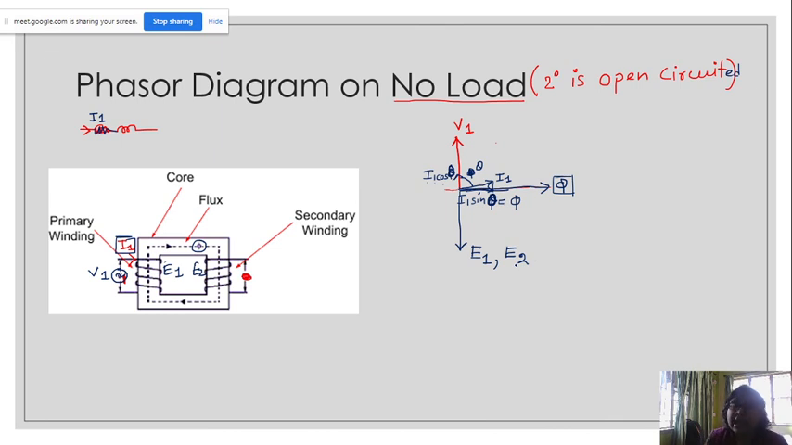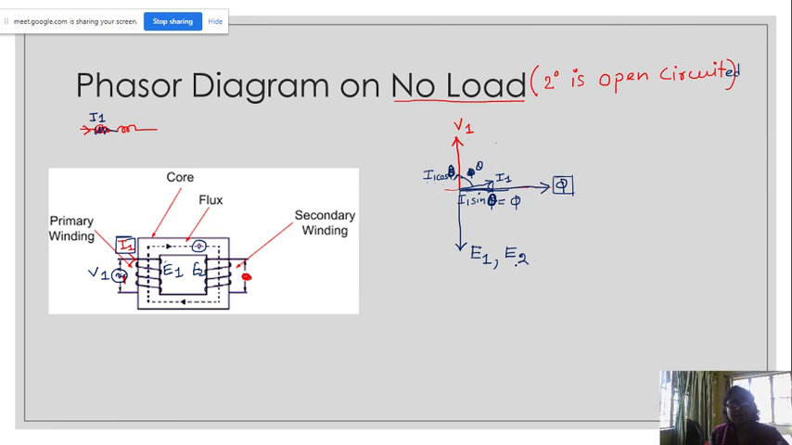Now as it is on open circuit, the secondary is open, naturally the magnitude of the current I1 will be less. Now we are bifurcating the phasor I. We are getting two parts: one is I1 sin theta, another is I1 cos theta. Now we can understand that the I1 sin theta part is responsible for the production of flux. So this flux is 90 degrees lagging with respect to the applied voltage.